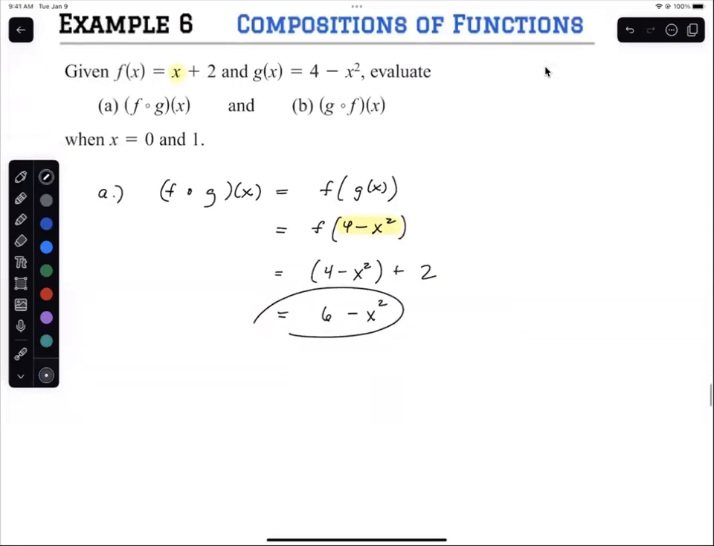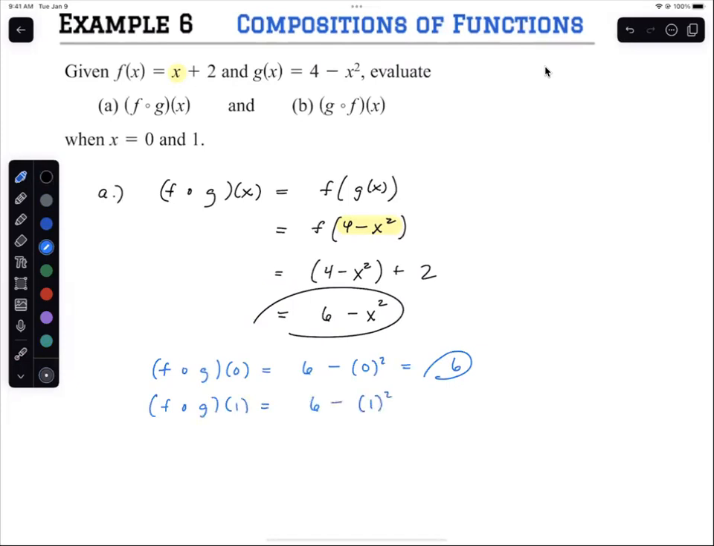So then it wants us to figure this out when x is 0 and when x is 1. So f composed of g of 0 is just going to be 6 minus 0 squared, which is 6. F composed of g of 1 is going to be 6 minus 1 squared. 1 squared is 1. 6 minus 1 is 5.